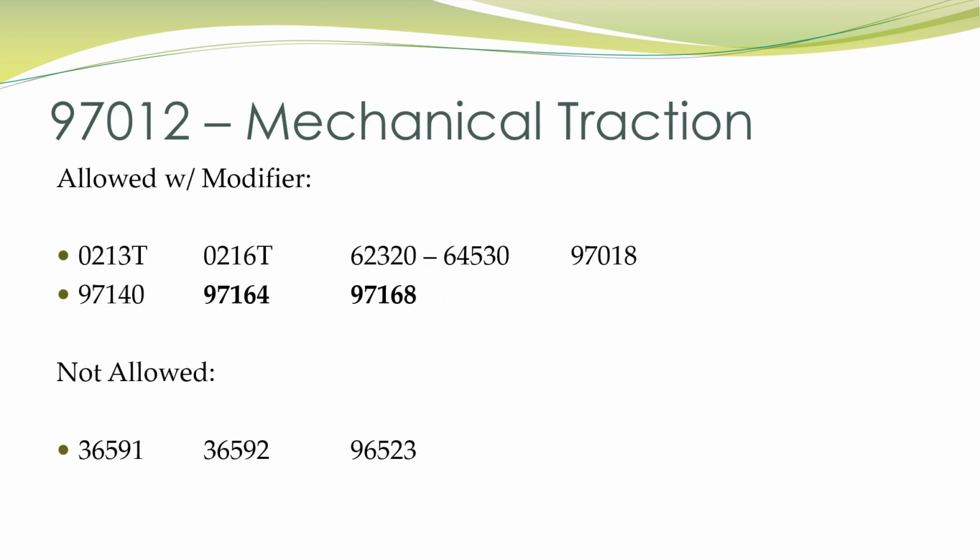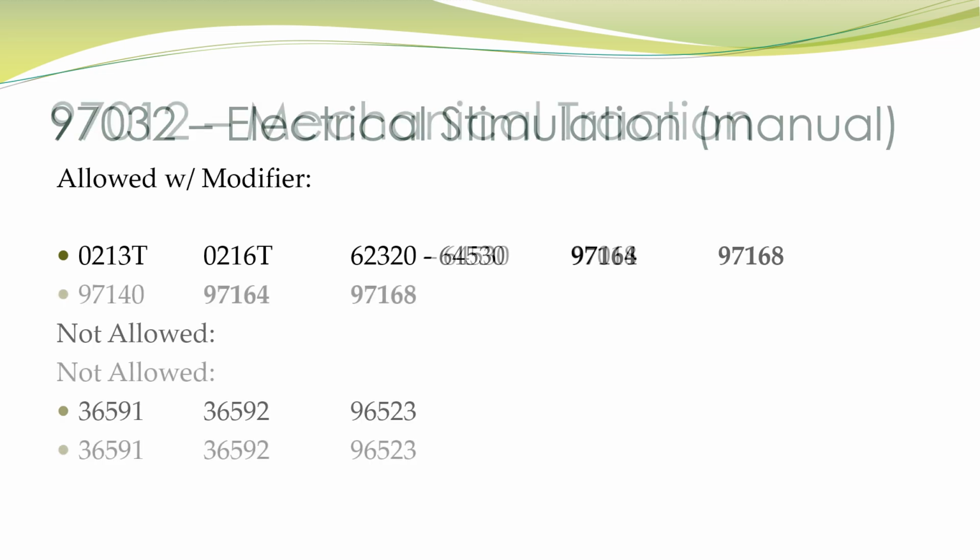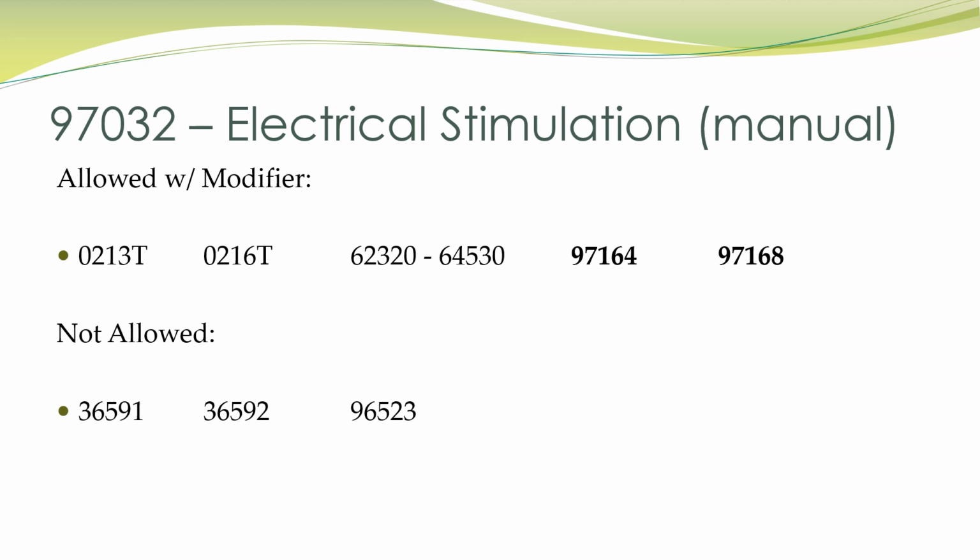You see here with mechanical traction 97012, and this applies to a lot of other modalities. If you bill for that modality and you do a reevaluation on the same day, either before or after, you're going to have to use a modifier, so either 59 or XU. The same goes with electrical stimulation 97032. Again, if you do a reevaluation on that day and bill for electrical stimulation, you're going to have to use a modifier if you don't want one of the others to be rejected.